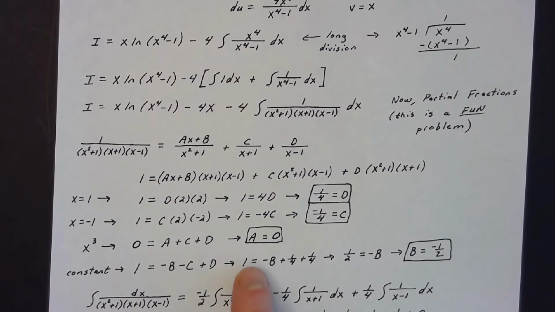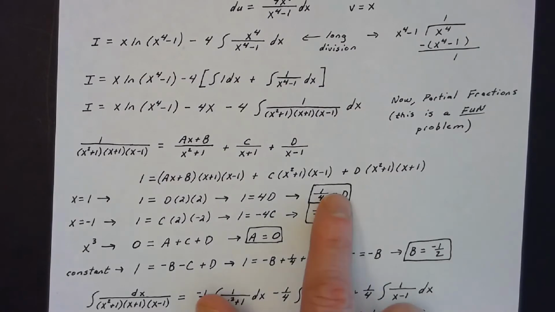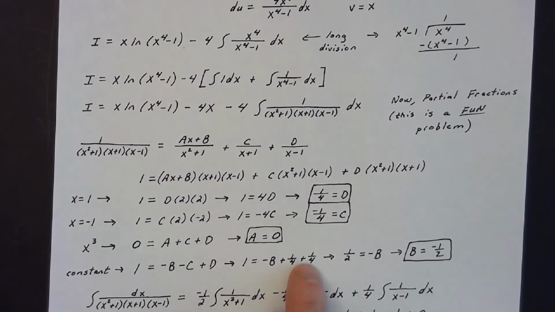On the left-hand side, the constant 1 is already in existence. I know I'm trying to solve for b. I would say negative b minus c, so that's going to be plus 1/4. And then plus d, plus 1/4. So I get negative b plus 1/2 is equal to 1. That's going to give me negative b is 1/2. Thus, b is equal to -1/2. I have to get that.